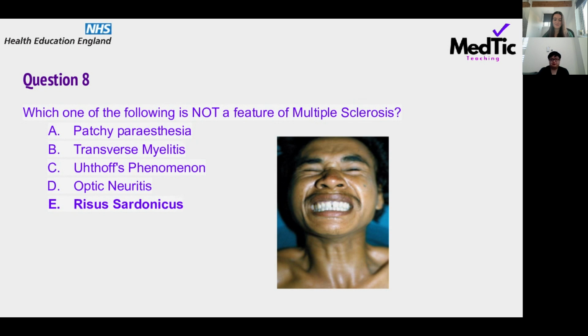Now, as a bonus point, what condition is this most likely associated with? If someone is brave enough to type it in the chat to give it a punt. Tetanus, yeah, fantastic. And the reason it's called risus sardonicus is risus is smile, sardonicus is quite an evil grin, which basically means it's smiling almost in an evil nature, which is shown in this picture over here, and that's a very classic sign of tetanus infection as well.